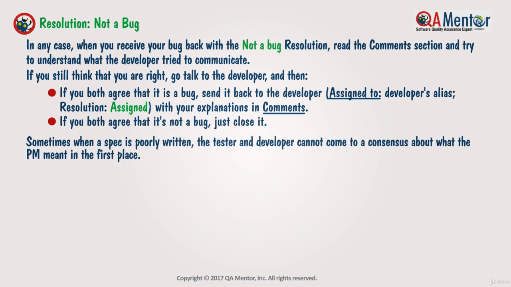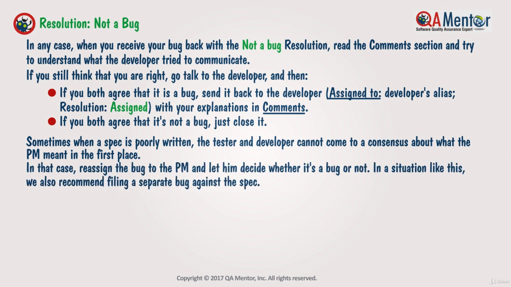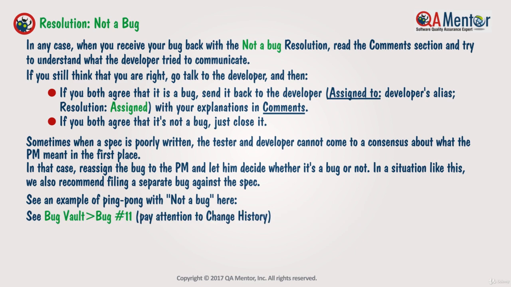Sometimes when a spec is poorly written, the tester and developer cannot come to a consensus about what the PM meant in the first place. In that case, reassign the bug to the PM and let him decide whether it's a bug or not. In a situation like this, we also recommend filing a separate bug against the spec. See an example of ping pong with not a bug here. See Bug Vault, bug number 11. Pay attention to change history.